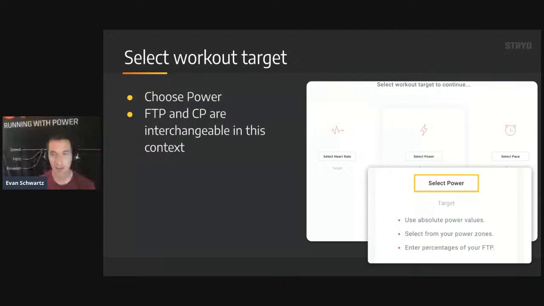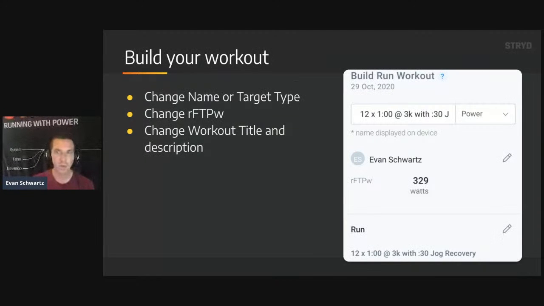We can use absolute power values. We can select from power zones, like we just talked about translating other power zones. Then we can also enter percentages of your FTP. And the thing to know is that FTP and critical power are interchangeable in this context in terms of programming workouts. So when we actually get to build a workout, we get put to this next screen.